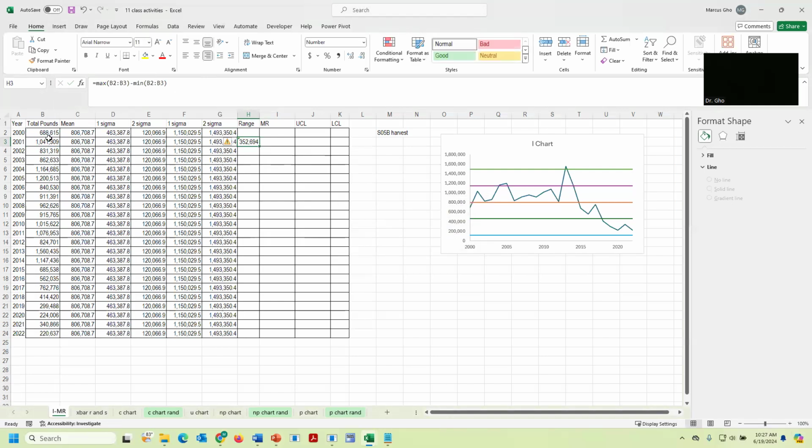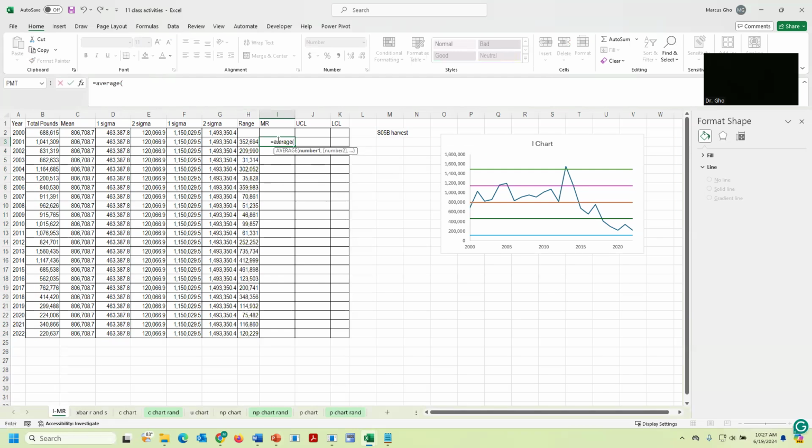That's an easy way to do it. Another way you can do it is to do equals the absolute value of that minus that. That way, whether you're going up or down, no matter what, you'll have a positive value. You only capture the difference between the two. There's a range. MR is the average of the range, the average range.